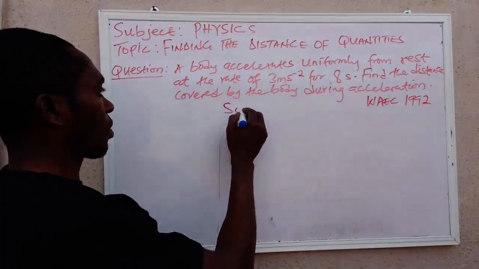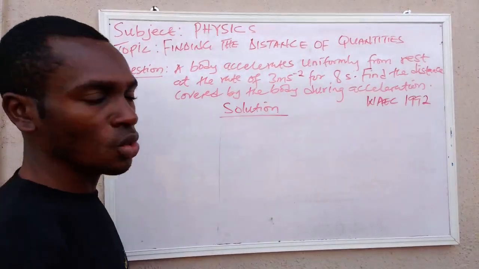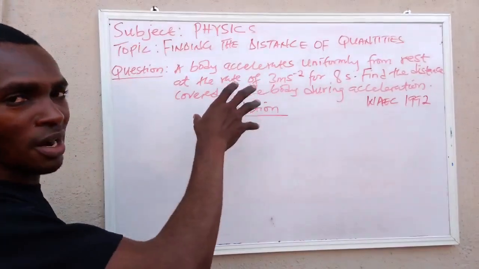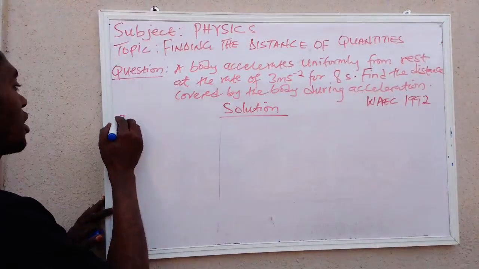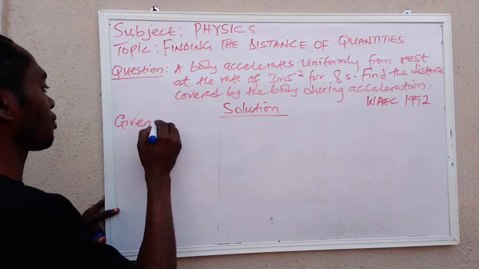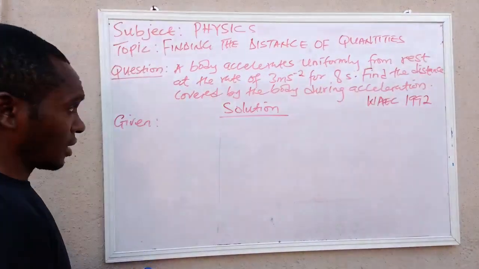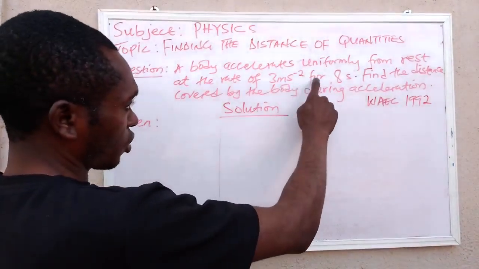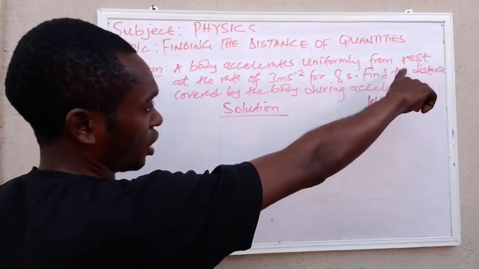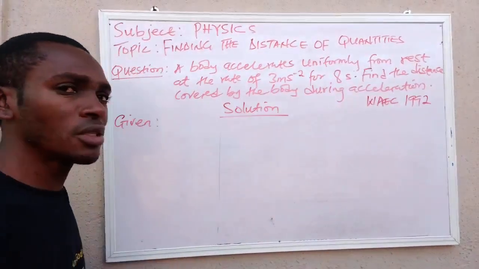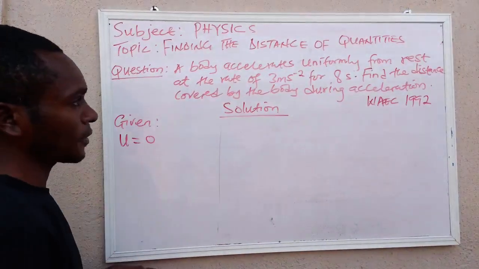So I always say the first thing to do when you are solving a physics question is to bring out your parameters. What and what are you given in the question? So a body accelerates uniformly from rest at the rate of 3 meters per second square. The first parameter here is from rest. Now from rest simply means that our initial velocity is 0.